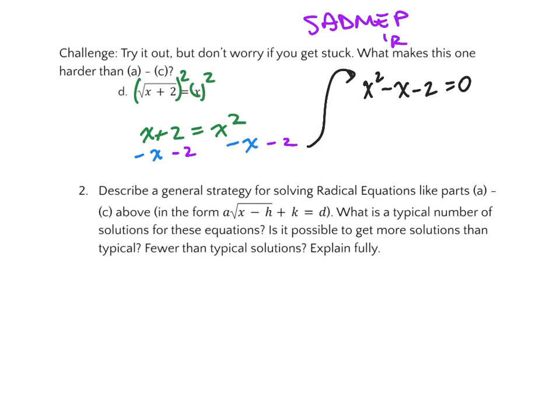So I need something that multiplies to be -2 and is a difference of 1. So I'm thinking it's x minus 2 times x plus 1 equals 0. Does this hopefully look familiar to you? And so then you have 2 solutions that are possible. To make the first factor equal 0, x has to be equal to 2. To make the second factor equal 0, x has to be -1.